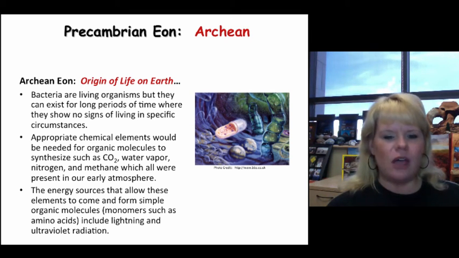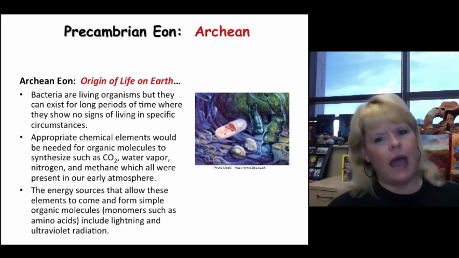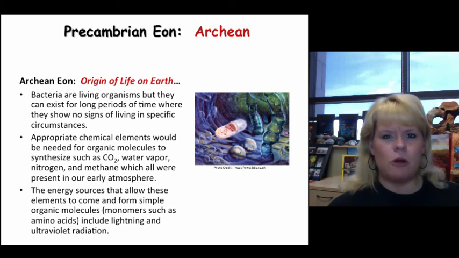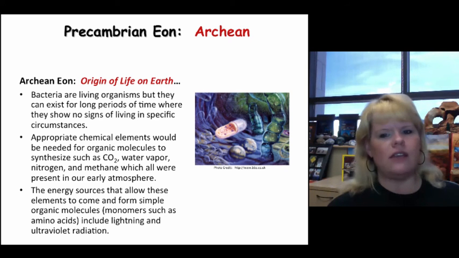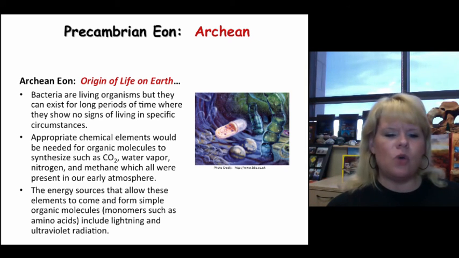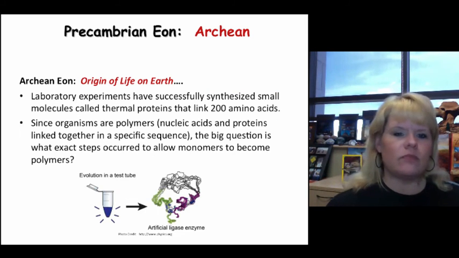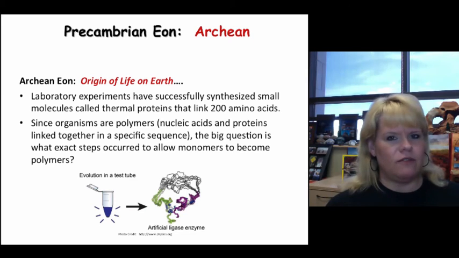Typically, you're going to need some type of trigger mechanism to make the first monomers, which are going to be amino acids. Some kind of electrical spark, such as lightning, ultraviolet radiation, or a combination thereof. So simple organic molecules have got to synthesize in order to start to create amino acids. Laboratory experiments have done just that. They've synthesized amino acids, to be exact, 200 of them.